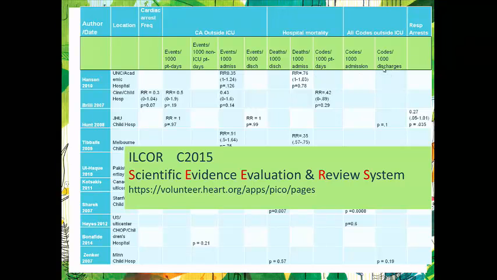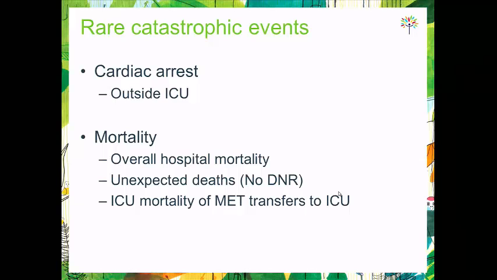And then codes outside ICU generally may include cardiac arrest, and actually very few papers in paediatrics do report on respiratory arrest. So as we know, cardiac arrest outside ICU in paediatrics is really quite a rare event, as catastrophic as it is. Mortality, similarly, unexpected mortality is quite rare. The different ways that's been defined in the paediatric literature to date when reporting outcomes, some will report overall hospital mortality, some will report unexpected deaths, those that did not have a do not resuscitation order, or those ICU mortality of MET transfers to ICU.